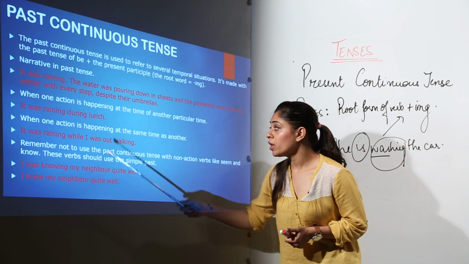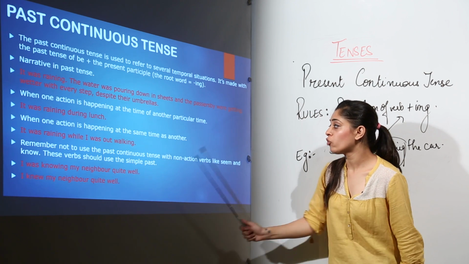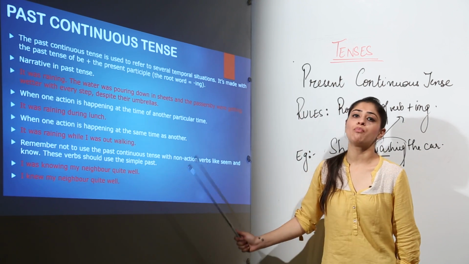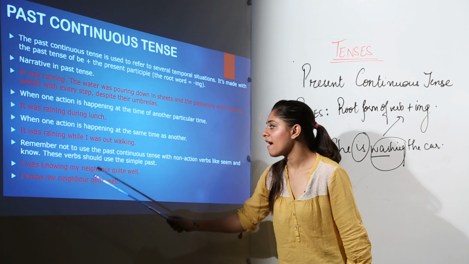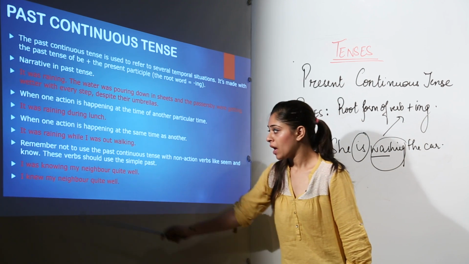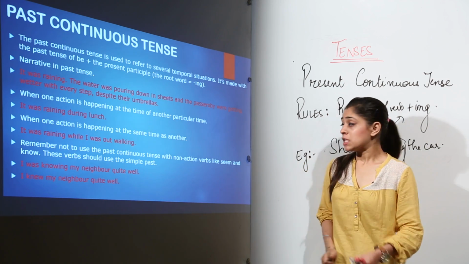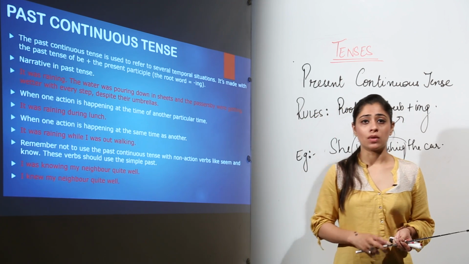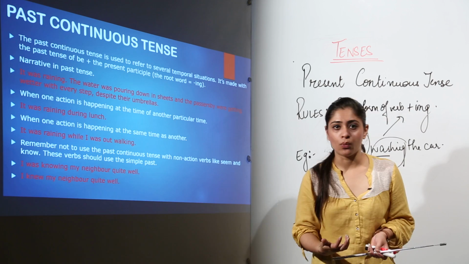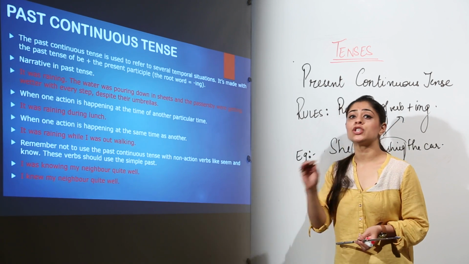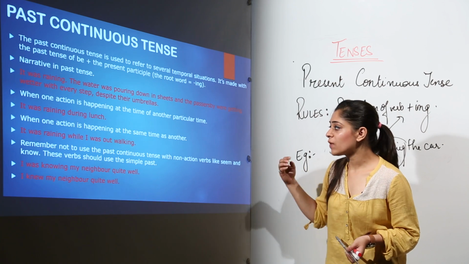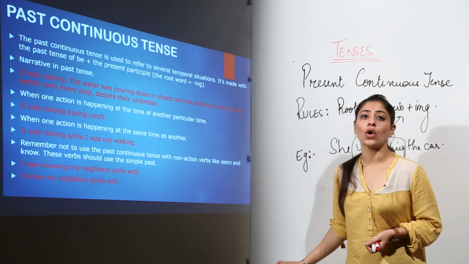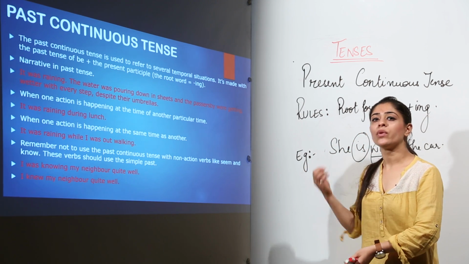Now, next, remember not to use the past continuous tense with non-action verbs like seem and know. These verbs should use the simple past. For example, not "I was knowing my neighbor quite well" but "I knew my neighbor quite well." So words like seem, know, knew are non-action verbs. These are expressive verbs, not action verbs. In this case, we do not use ing. We actually go for rules that imply with simple past. Now, let's have a look on the board and make it a little simpler with the rules and the example.